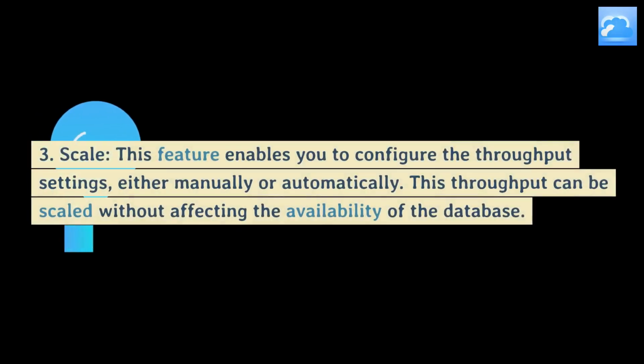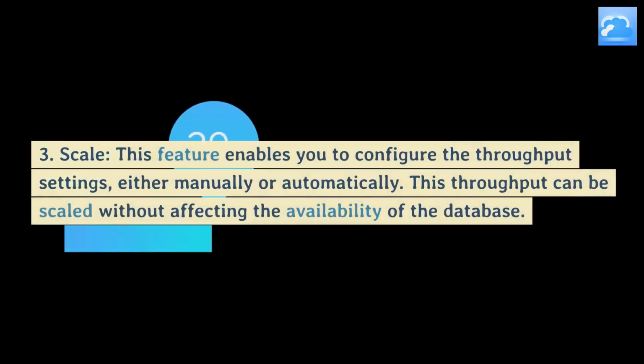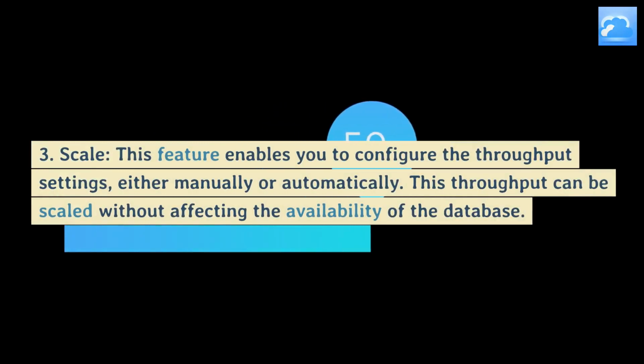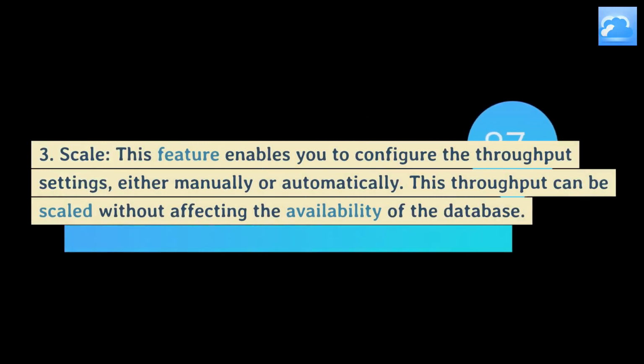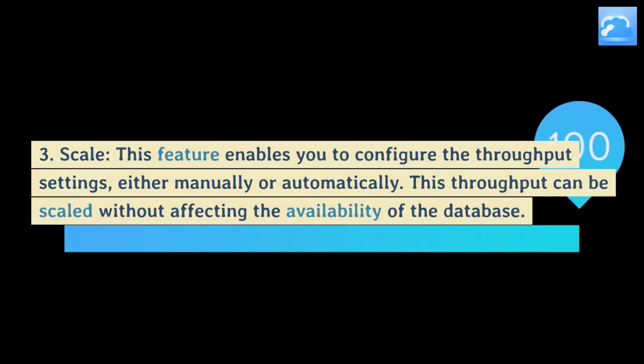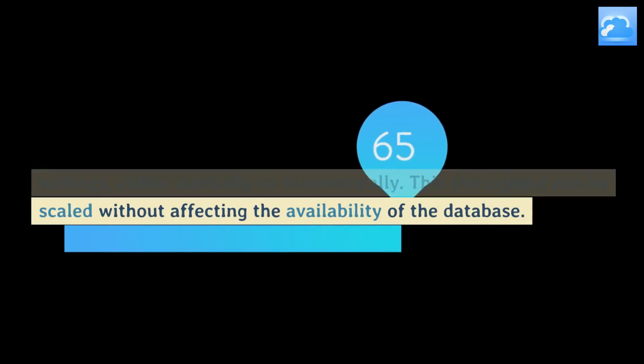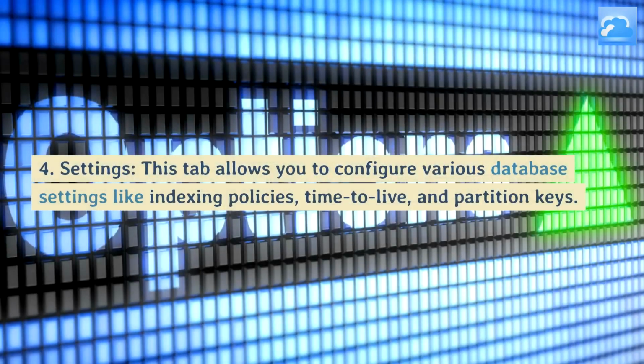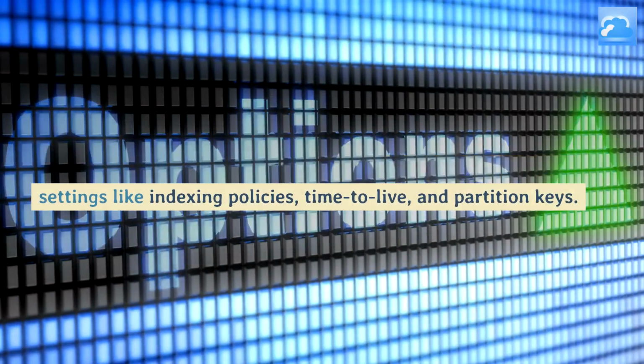3. Scale. This feature enables you to configure the throughput settings, either manually or automatically. This throughput can be scaled without affecting the availability of the database. 4. Settings. This tab allows you to configure various database settings like indexing policies, time to live, and partition keys.